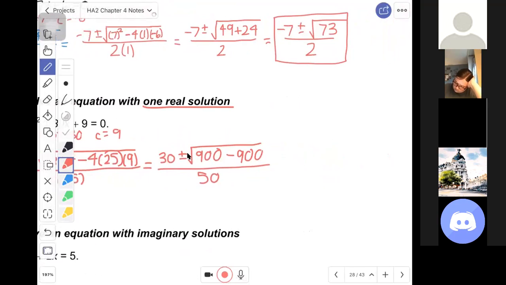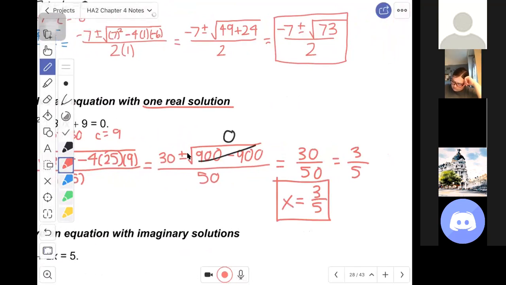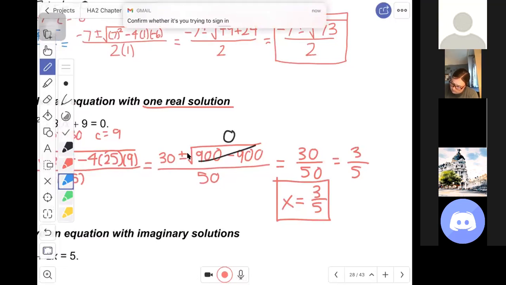So 900 minus 900, that's just 0. Square root of 0, that's just 0. So now we just have 30 over 50, which is 3/5. So x is just 3/5. Notice how we got 1 real solution. All of the numbers we plugged in that square root just went to 0, which leaves us with 1 solution because that plus or minus belongs to the square root. So if that's 0, we're just going to get 1 solution.